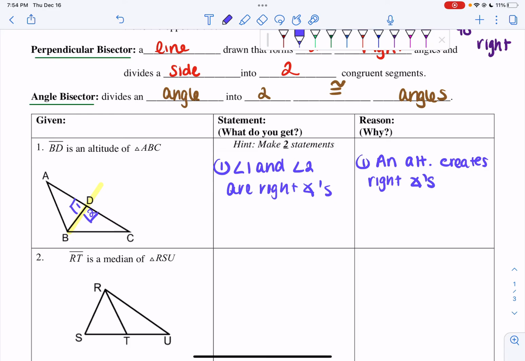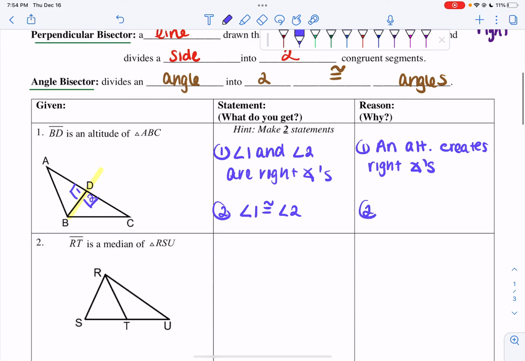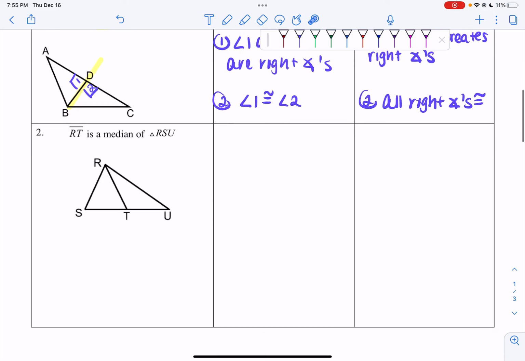But the thing is, we know that all right angles are 90 degrees. So I can say that angle 1 and angle 2 are congruent, and my reasoning would be all right angles are congruent. And that is all I can say about altitudes. So don't say anything about segments being congruent. You cannot say AD and DC are congruent. You cannot say BC and AB are congruent. We do not know that to be true.